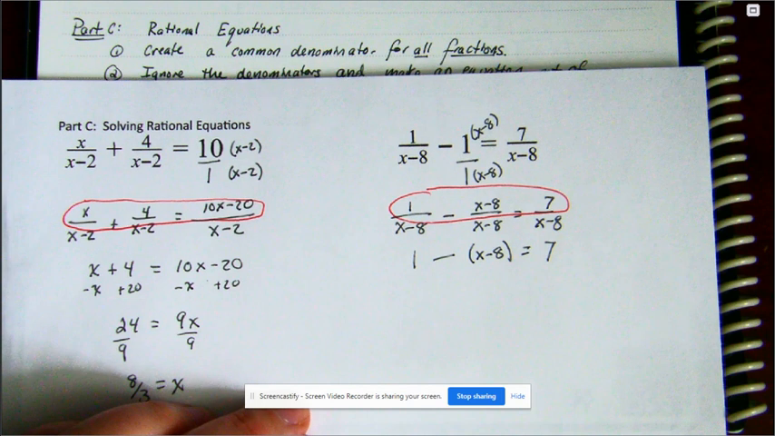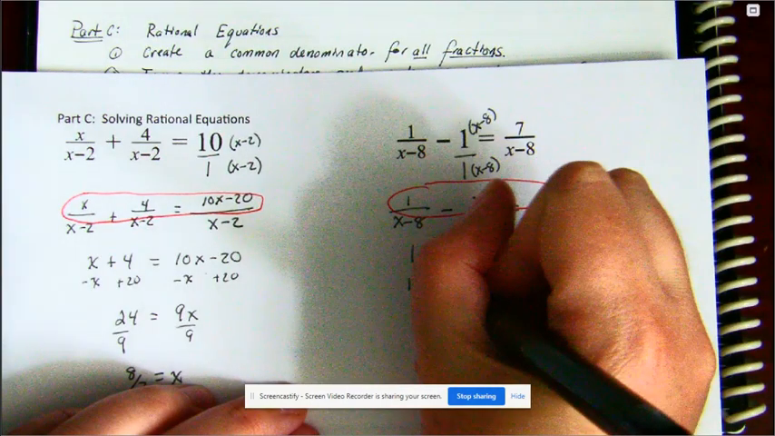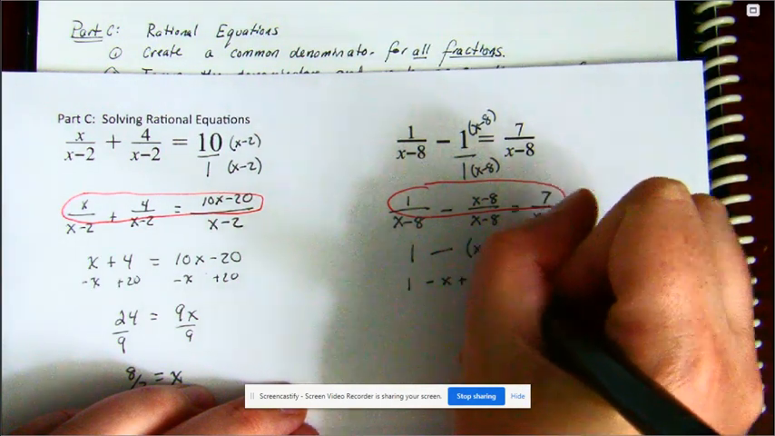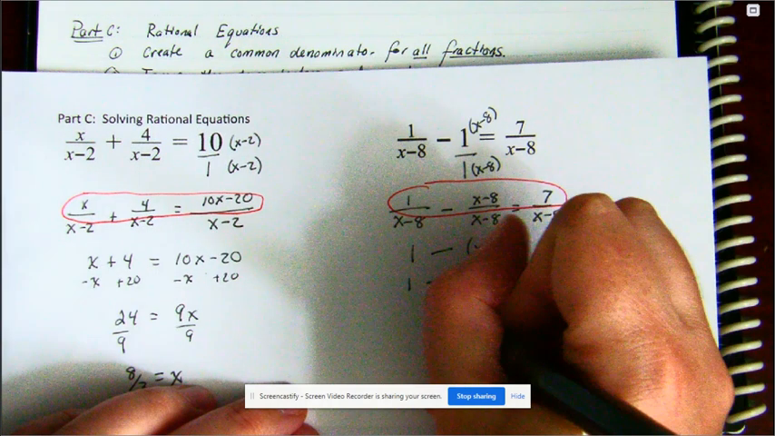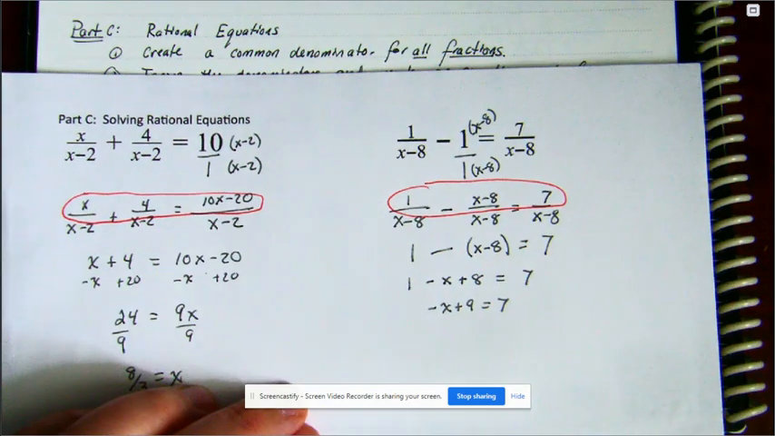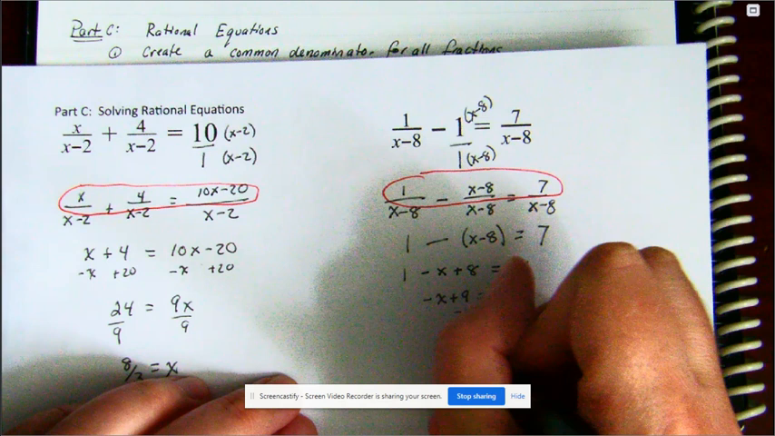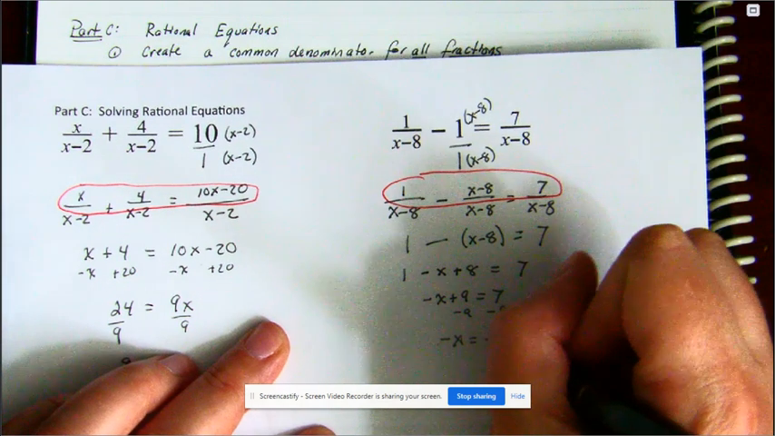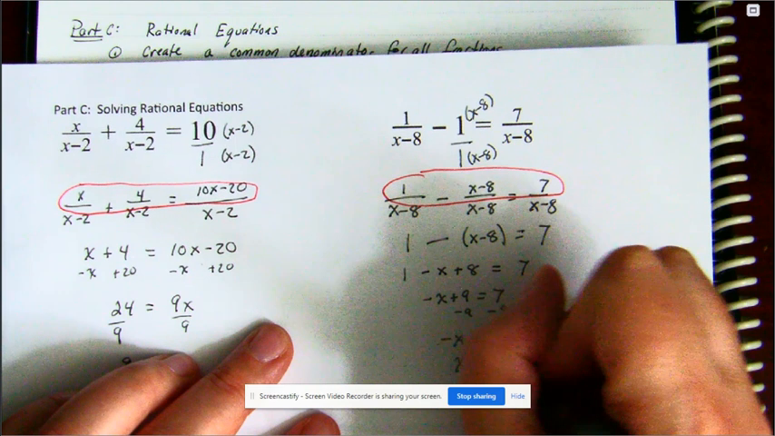So now we're going to follow all the same rules we had in part A: distribute, combine like terms, solve for x. So we're going to distribute that negative. On the right, I have a couple of like terms that I can combine. And then I can subtract that 9. And divide by the negative to get my final answer.